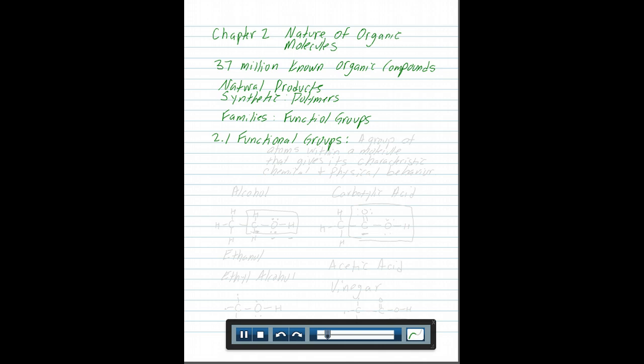So a definition of a functional group, and I'll give you examples of why it's important, is a group of atoms within a molecule that gives its characteristic chemical and physical behavior.